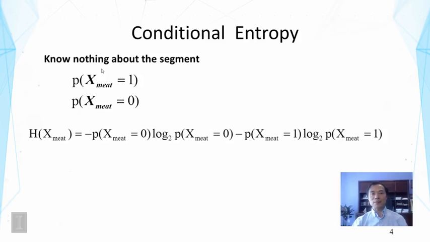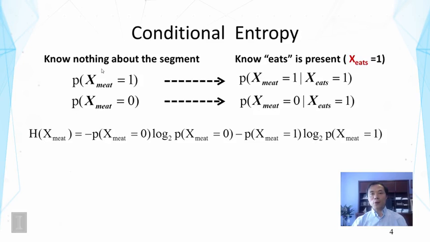So to explain this concept, let's first look at the scenario we had before, where we know nothing about the segment. So we have these probabilities indicating whether a word like meat occurs or doesn't occur in the segment. And we have the entropy function that looks like what you see on the slide. Now suppose we know eats is present. So now we know the value of another random variable that denotes eats. Now that would change all these probabilities to conditional probabilities, where we look at the presence or absence of meat given that we know eats occurred in the context.